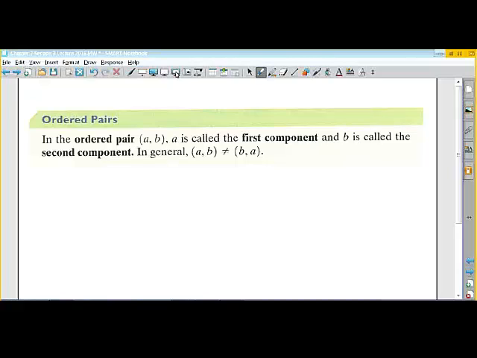It's also an example of an ordered pair. The first element, or the first number or letter, is called the first component, and the second, B, is the second component. In general, the order is important. The only time the order is not important is if it's the same number. (2, 2) is equal to (2, 2). It doesn't matter which way that goes. But (1, 3) is not equal to (3, 1). The order is important. That's why it's called an ordered pair.